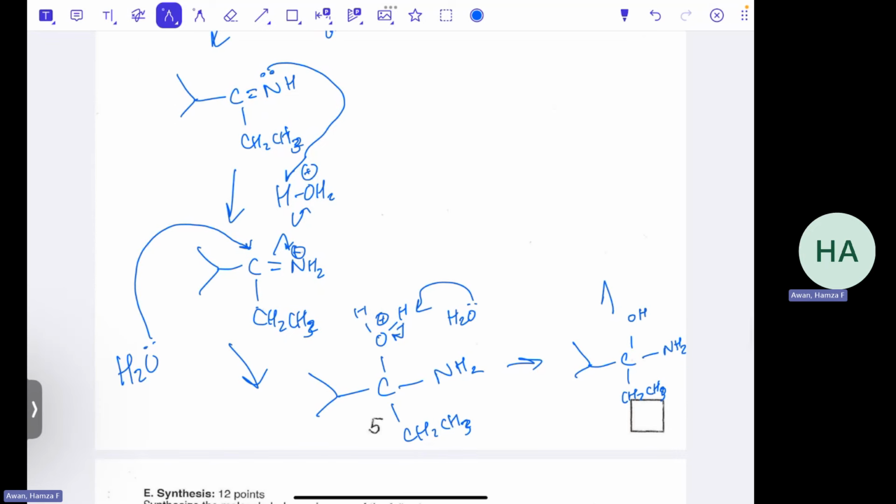All right, and then moving on. We're going to have this lone pair on the nitrogen. Because we want the NH3 to be formed, we're going to have this lone pair attack an H3O.